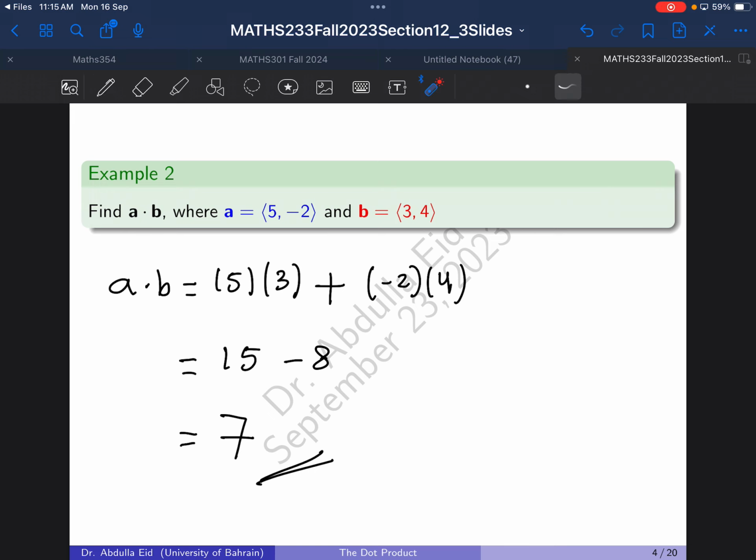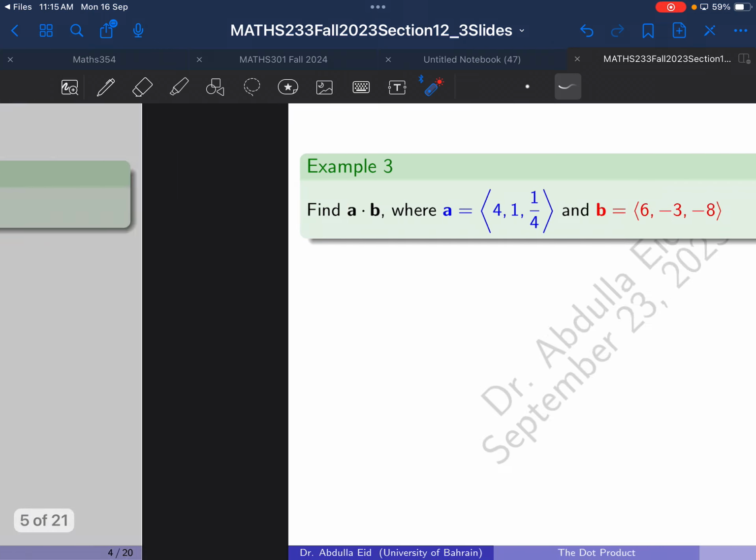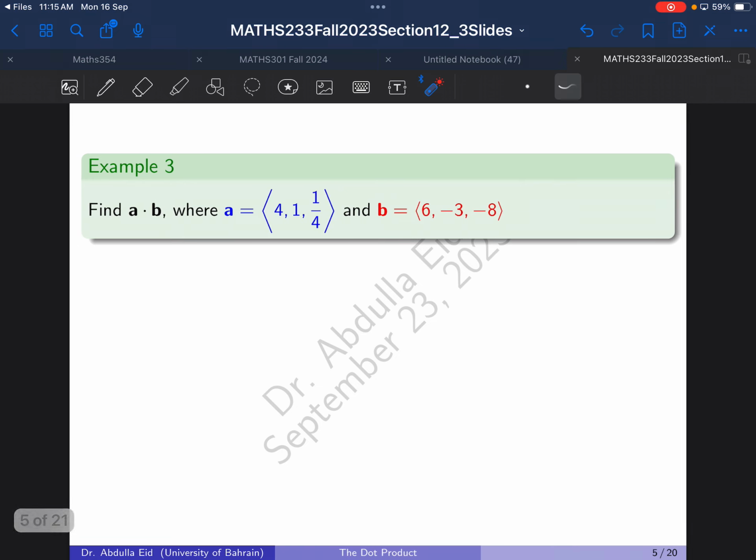Now, those vectors are in 2D. They just have X and Y. It doesn't matter if it's 2D or 3D, and even if it's higher than 3D. Now, let's see an example where we have 3D vectors.